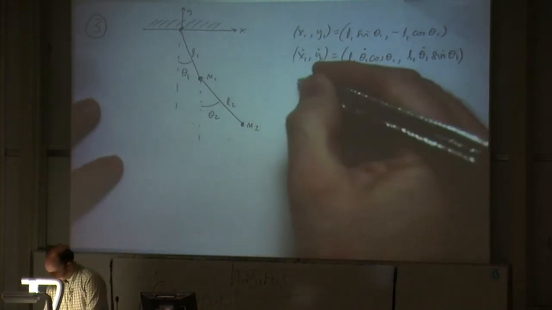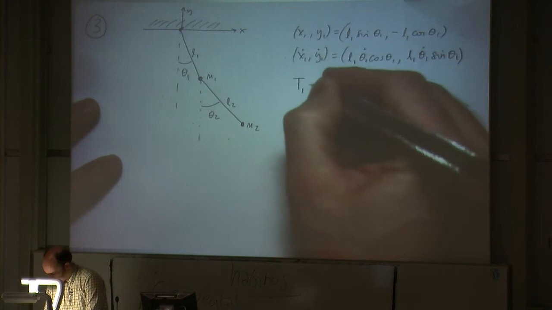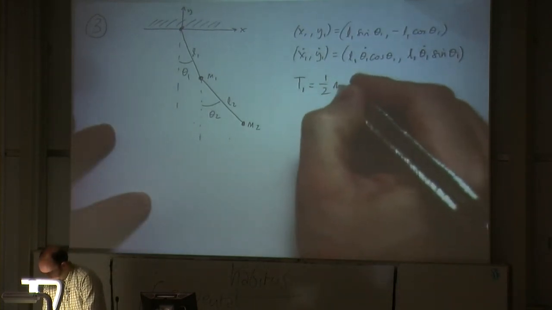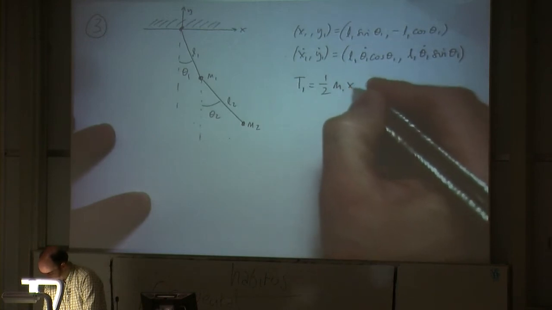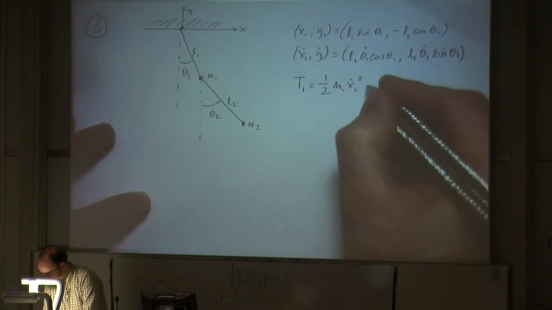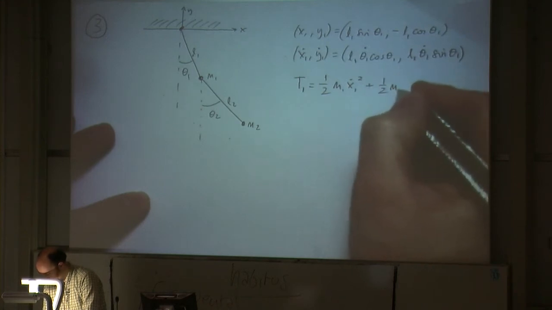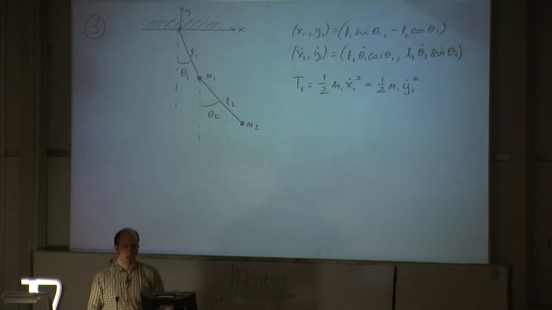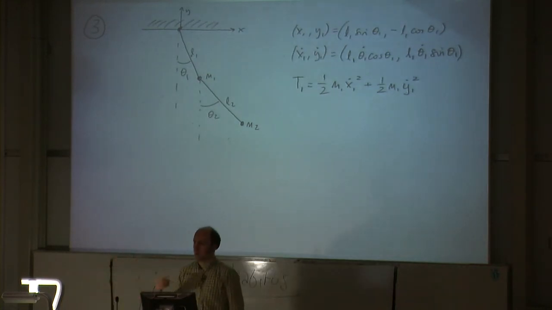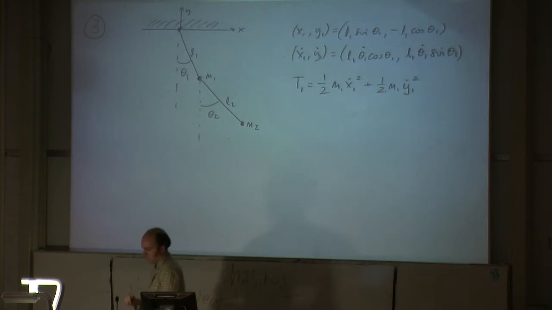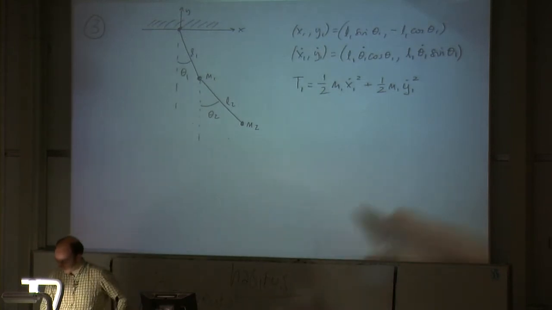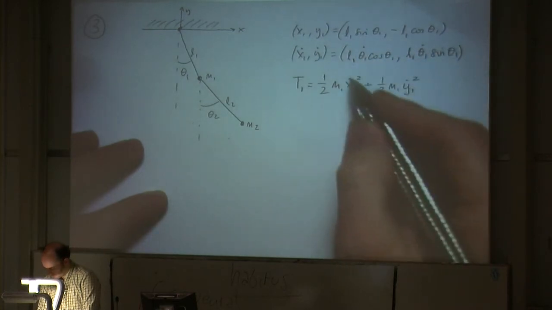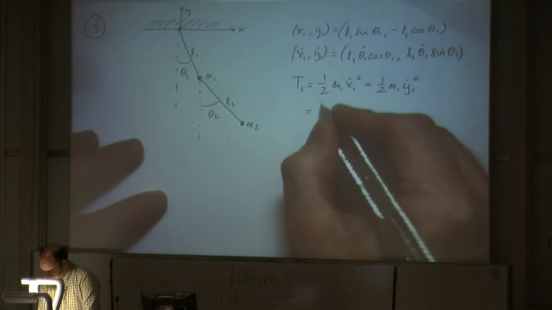So T1, which is going to be the kinetic energy of the first mass on its own, is simply 1/2 m1 x1 dot squared plus 1/2 m1 y1 dot squared. Okay, 1/2 mv squared in both the x and the y direction. That will be the energy of that bob on its own. And so we can plug in these terms, this one and this one, into x1 dot and y1 dot, and we get the solution. So let's do that.